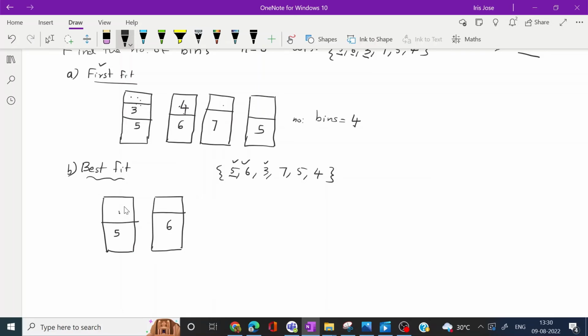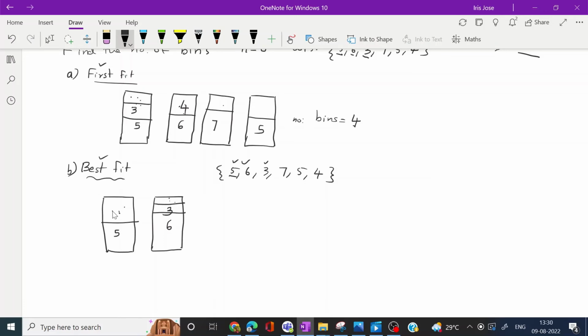Then the remaining capacity is 2 here. And if I place it in the second bin, the remaining capacity is 6 plus 3, 9, so the remaining capacity is 1. With best fit, wherever the remaining capacity is less, that is the place where I have to place the item. So I will be placing it here, because here the remaining capacity is 1.